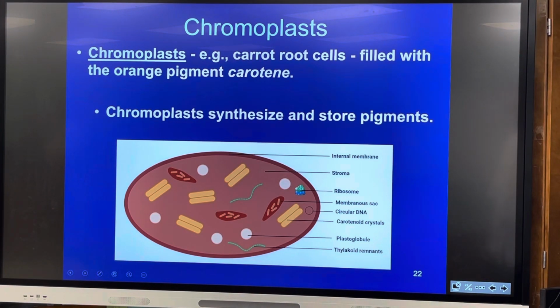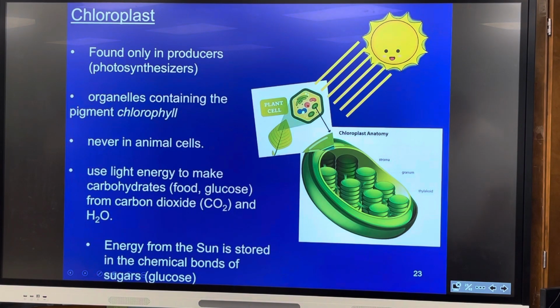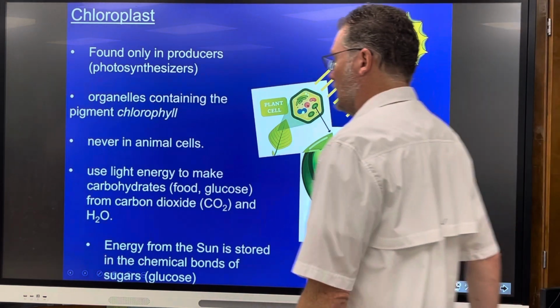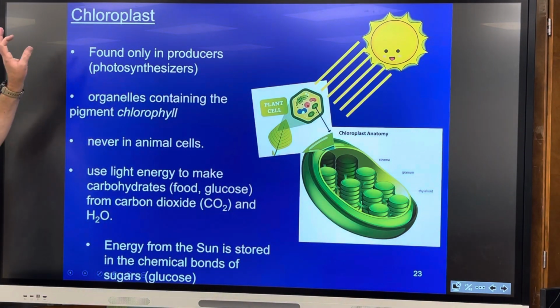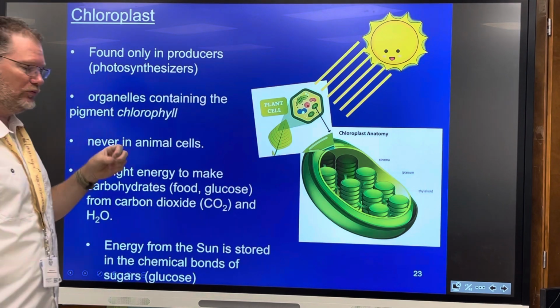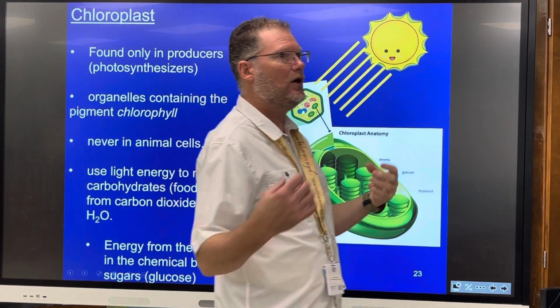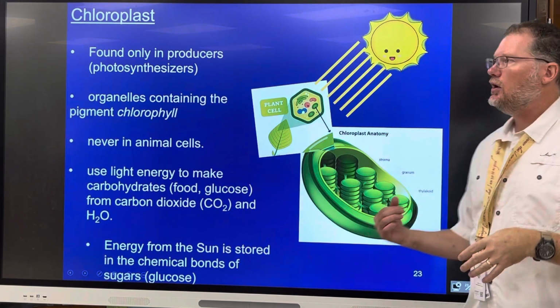Just know that it is very similar to a chloroplast. Okay. Synthesize and store pigments. So the chloroplast is the main one we're going to talk about. These are the ones that we're most interested in because these are the ones that contain chlorophyll, which absorb most of the sun's energy. So, again, these are found only in photosynthesizers, producers, also called autotrophs. Autotrophs mean make their own food.